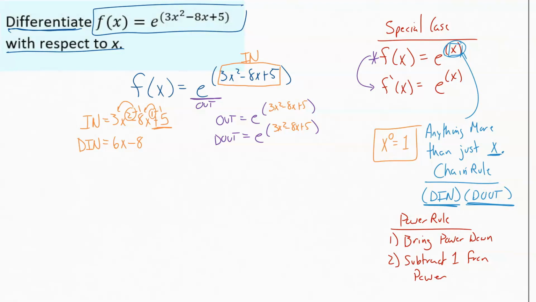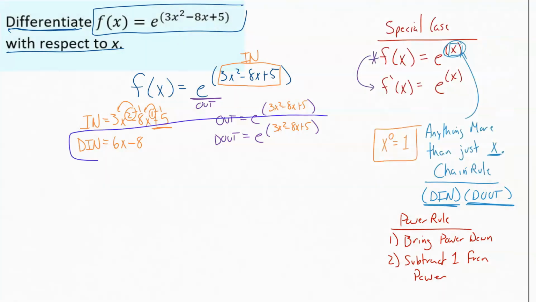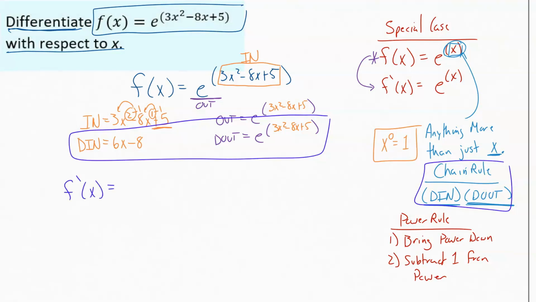Now that we've got the d in and the d out, we've got what I call the ingredients, everything we need to follow our chain rule recipe. To put together our derivative, our f prime of x, the recipe says go grab the derivative of the inside, the d in, and multiply that by the d out, the derivative of the outside piece, which is e to the 3x squared minus 8x plus 5. And that's it. No more simplification.